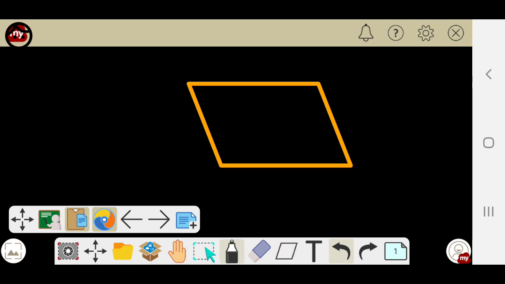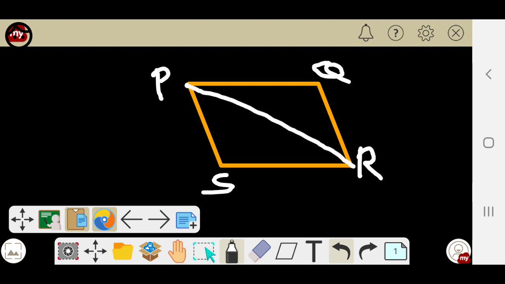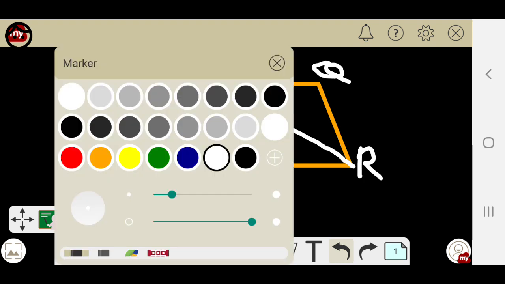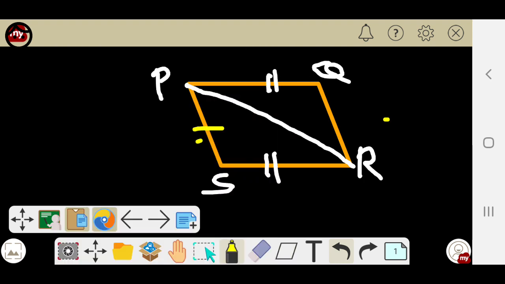Then take a side PQ, then quadrilateral PQRS. Here also we can consider a diagonal PR. It is given that opposite sides are equal. So PQ equals RS. It is given PQ equals RS. Same way PS equals QR. Then we have to prove that it is a parallelogram.